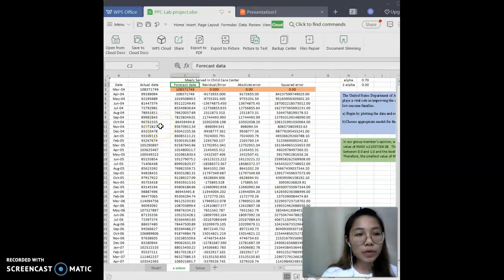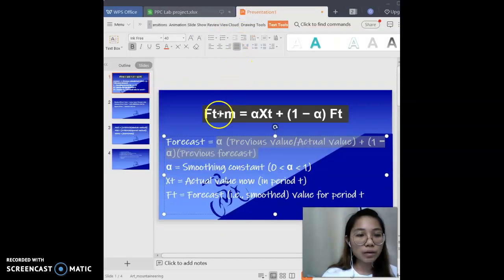Okay, before we start to calculate, we need to write down the dates and the actual data, which is highlighted here. Then you need to list out the forecast data, residual error, absolute error, and the square error. This prevents you from using the wrong equations. Okay, we can see the equation here.